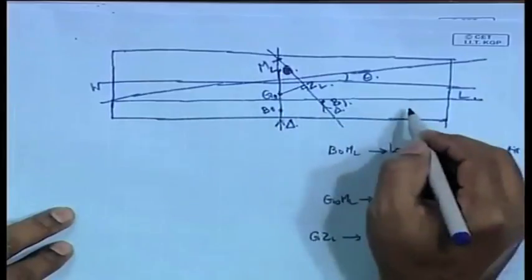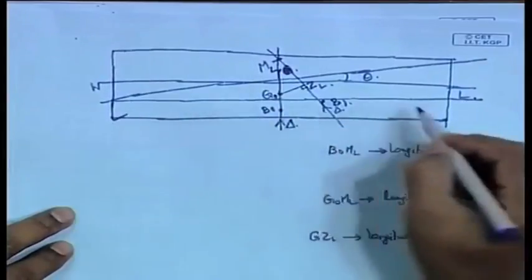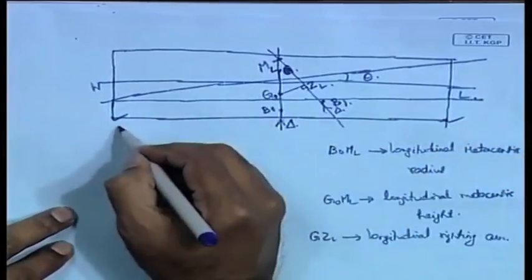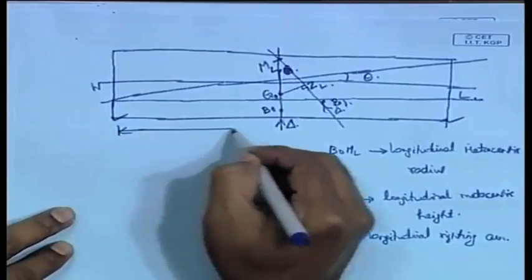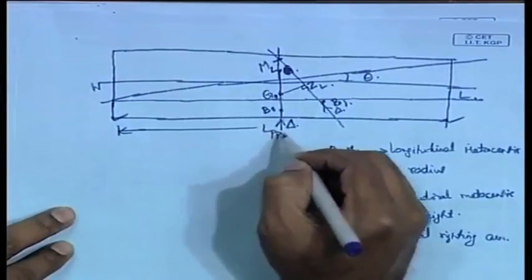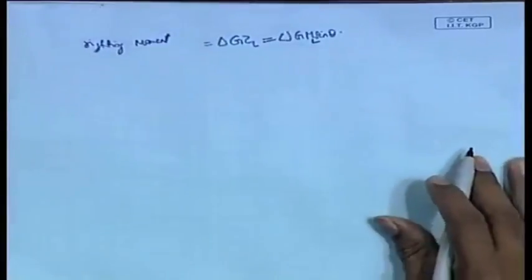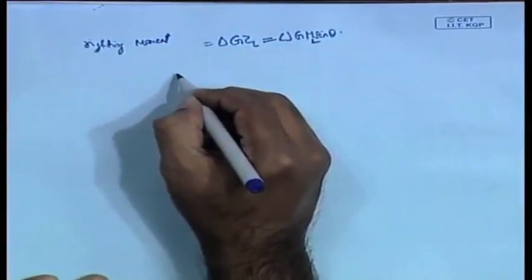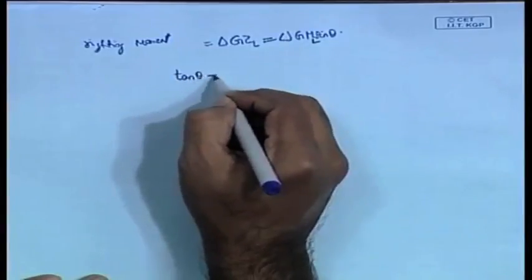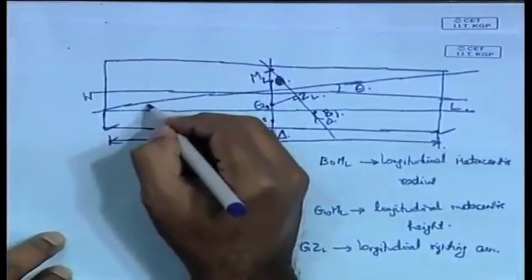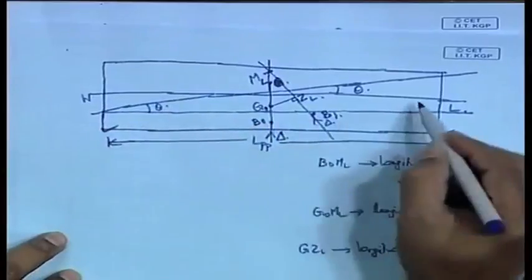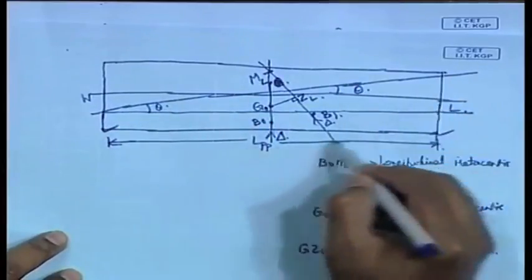As this is the first station, this is the last station, the distance between these two is known as LPP, the distance between that is known as LPP. So, tan theta here, so it is clear. So, tan theta is equal to this distance divided by LPP.